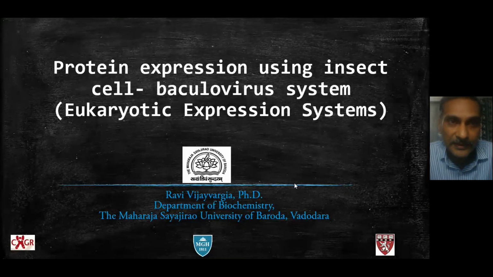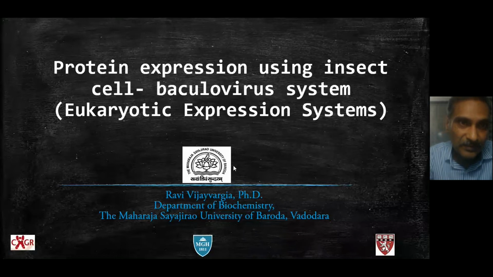Today, we are going to discuss something which I've been using from 2007 onwards, a system to express protein. I think a lot of you must be using different systems to express proteins, including prokaryotic systems and eukaryotic systems. But today we will focus on one system, which is expression of proteins in the insect cell baculovirus system, which is part of the eukaryotic expression system. And I started using it in 2007 during my postdoctoral work in the US.